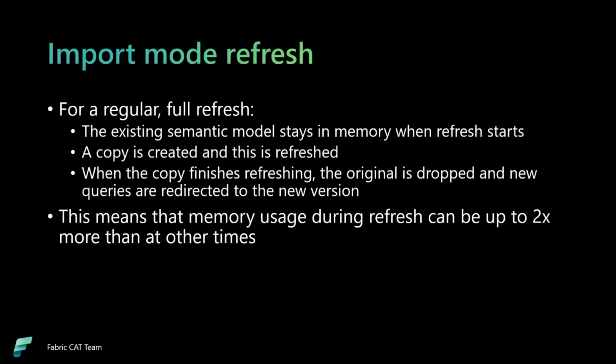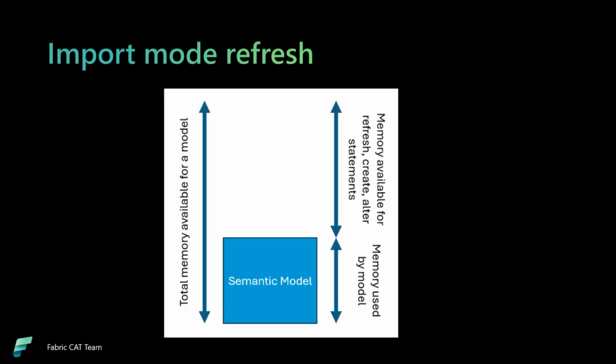Why do we do this? We do this so you can carry on running queries against your existing model while the refresh is taking place. But by doing this, you might well run out of memory. So when you do a semantic model refresh, the amount of memory that you're allowed to use is the maximum amount of memory that a semantic model can use, minus the amount of memory that the model was using when the refresh started. So this counts for refreshes.